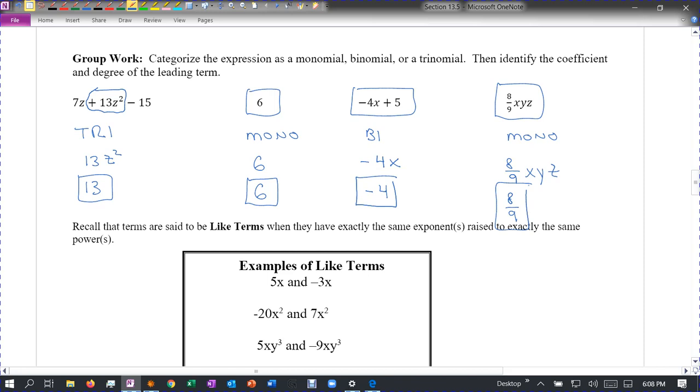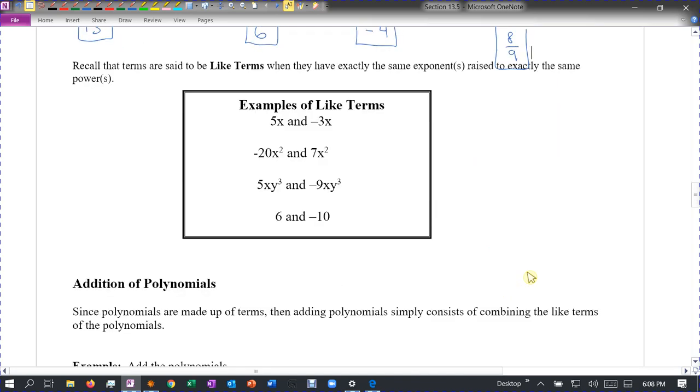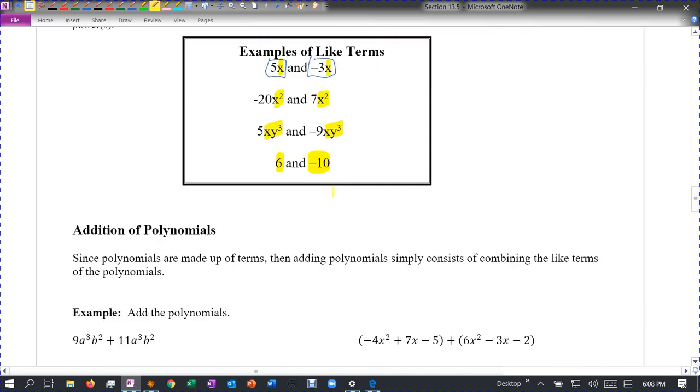Okay, recall that terms are said to be like terms when they have exactly the same exponents raised to the same powers. So these are examples of like terms. 5x and 3x are like terms because they both have just a single x. The next one, these are like terms because they both have x squared. The next 2 are like terms because they both have xy cubed. And these are both like terms because they're just numbers by themselves. So these are examples of like terms.